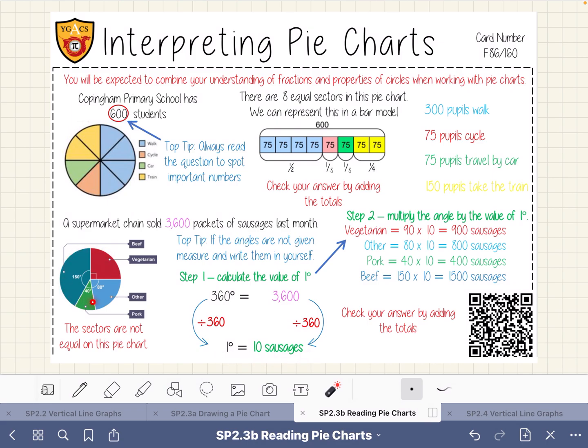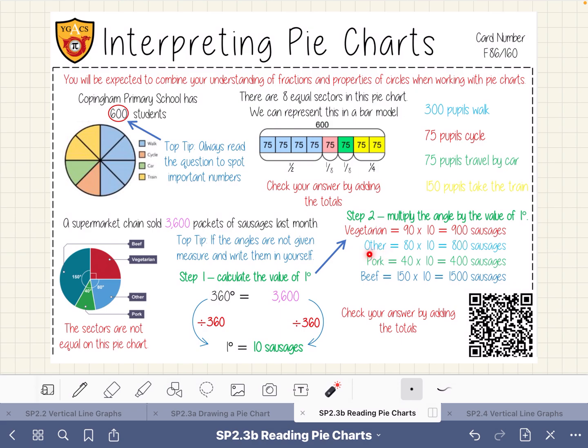Now we can use the angles that are given to us in the pie chart to work out how many sausages are in each section, or which each section represents. We can see that vegetarian is made up of 90 degrees, with each of those degrees being worth 10, therefore there are 900 sausages.